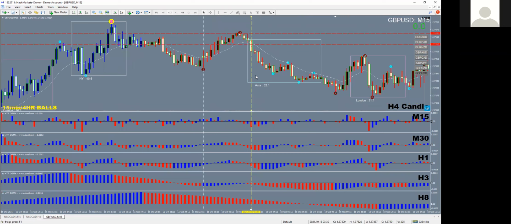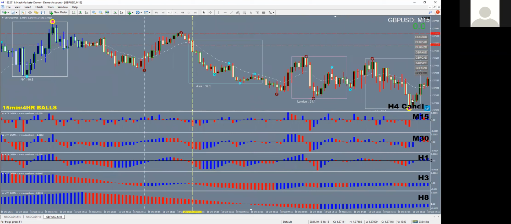Okay. Where would you get out? On a two ball retrace right here. Okay, how many pips is that? 29. Okay, would you re-enter? Maybe later, but where would you re-enter if you re-enter? I'd be out of the trade totally here. Yeah, you're out of the trade, but would you re-enter the trade?